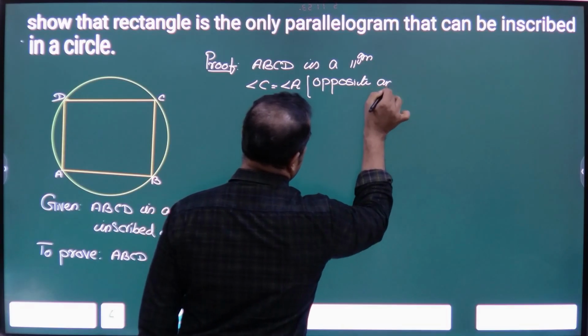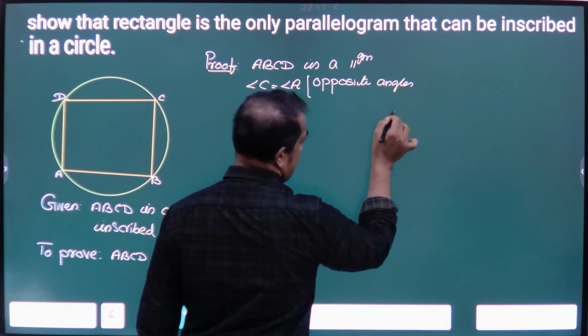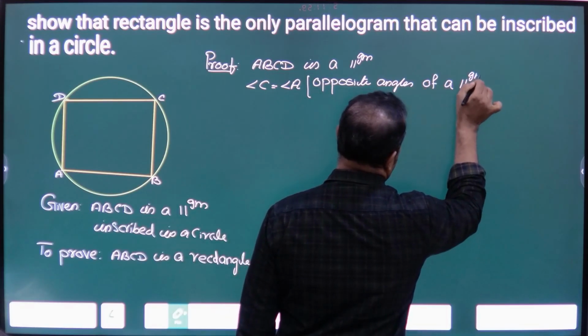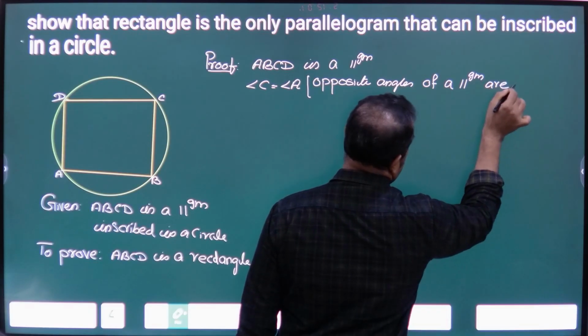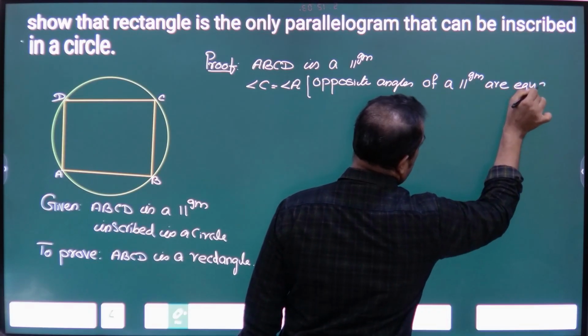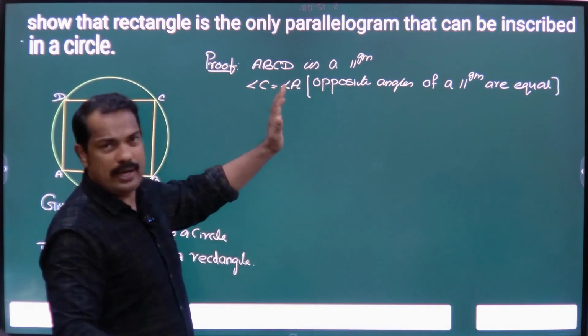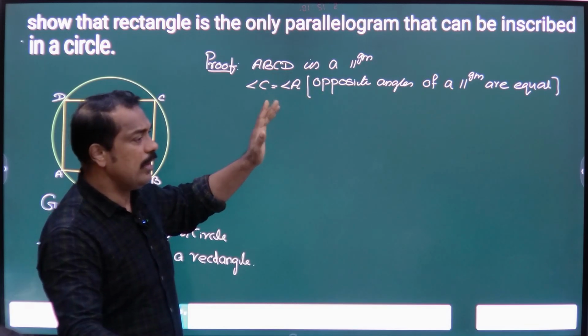Reason: opposite angles of a parallelogram are equal. So angle C is equal to angle A. This is equation 1.